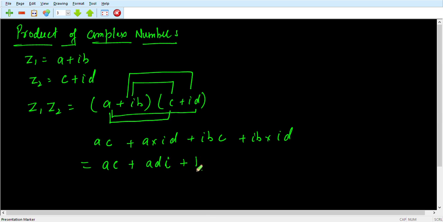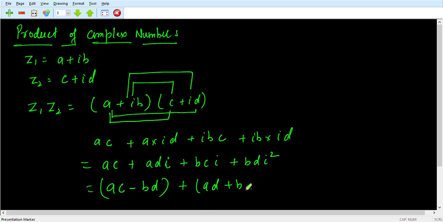and the answer will be ac plus ad iota plus bc iota plus bd iota square. Iota square will give the value minus 1, so this will become minus bd. So ac minus bd will be the real part, and ad plus bc will be the imaginary part.